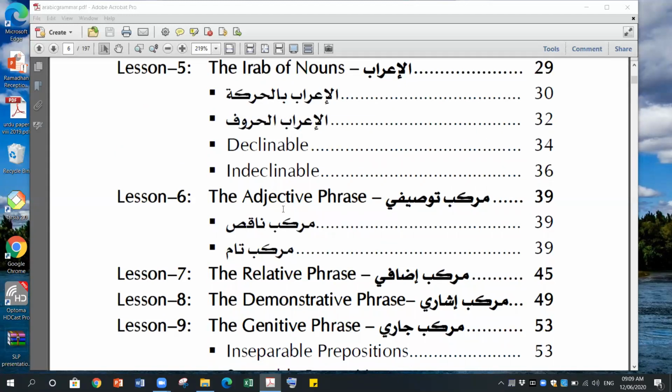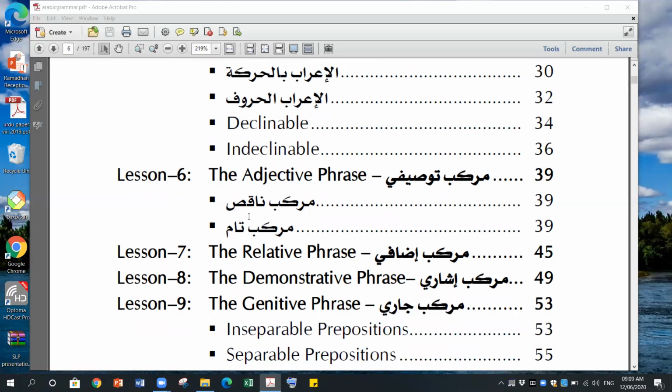And we had done before that adjective, the different phrases. Murakkab tawsifi, adjective phrase, is actually a type of murakkab naqis. Basically there are two types of phrases, perfect and imperfect. Imperfect, yani murakkab naqis, has four types, right? Murakkabe tawsifi, murakkabe wafi, murakkabe jari, murakkabe ishari. These all four are the types of murakkabe nakis.